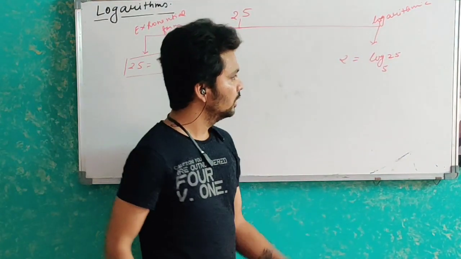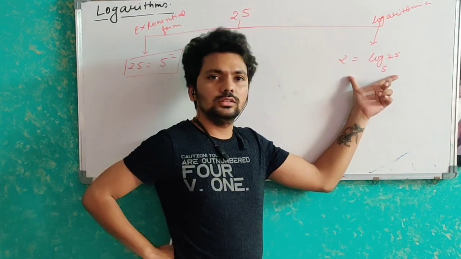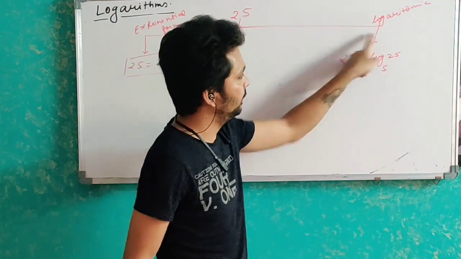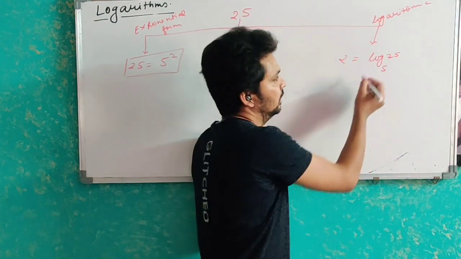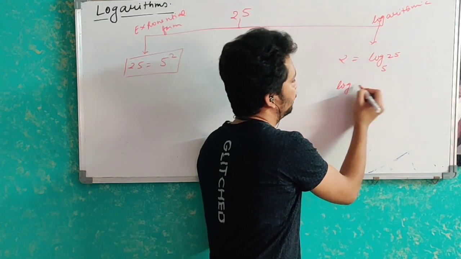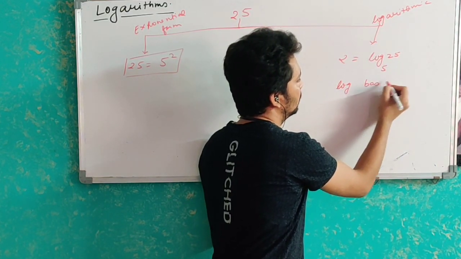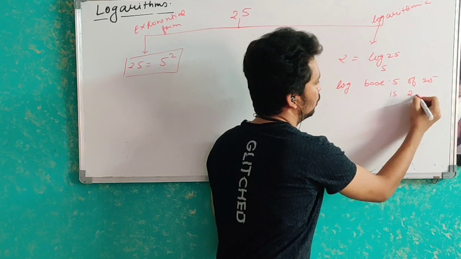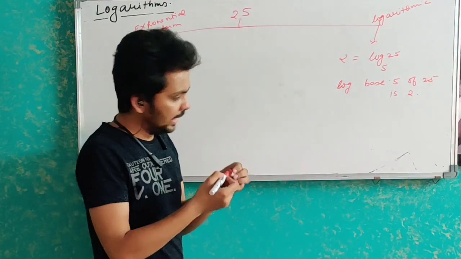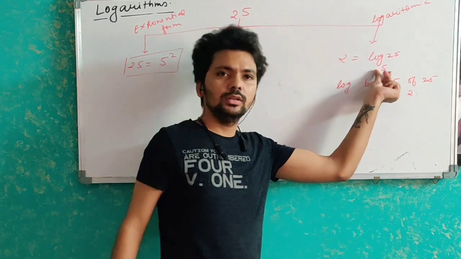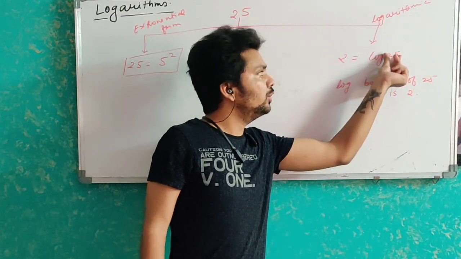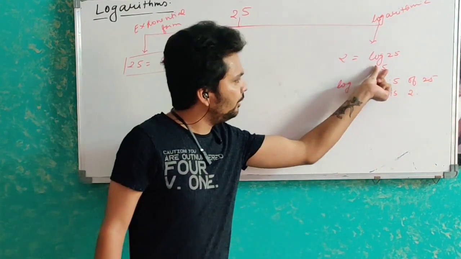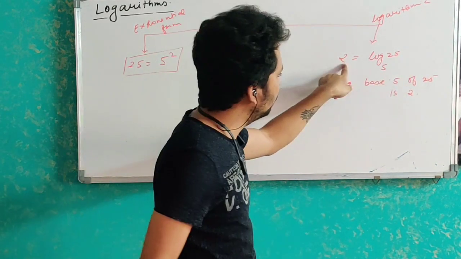See, I have used log for writing 25. This can be read as log base 5 of 25 is 2. Now what is the meaning of this? What power of 5 will give you 25? We all know that 5 squared is 25. So the answer will be 2.